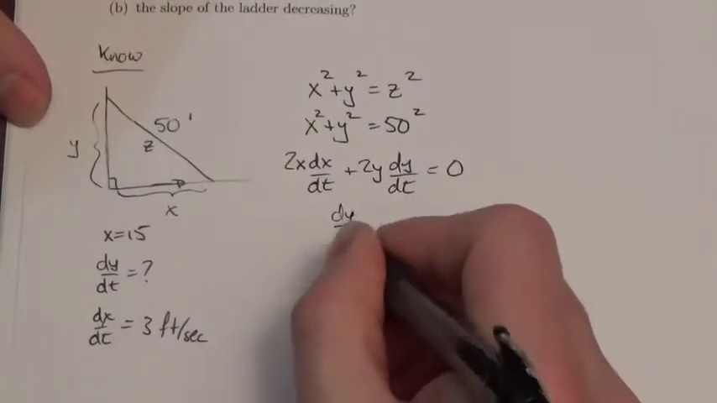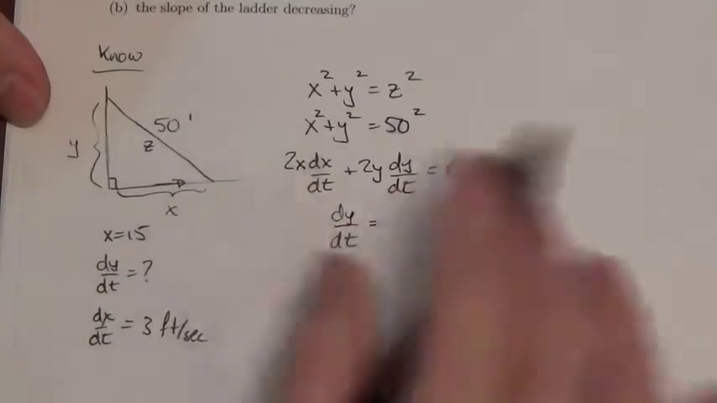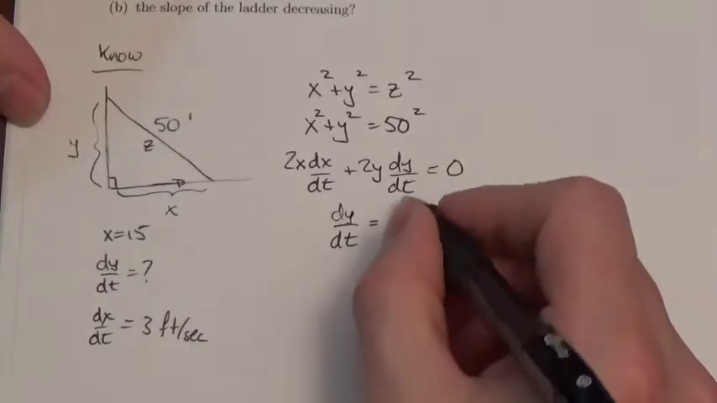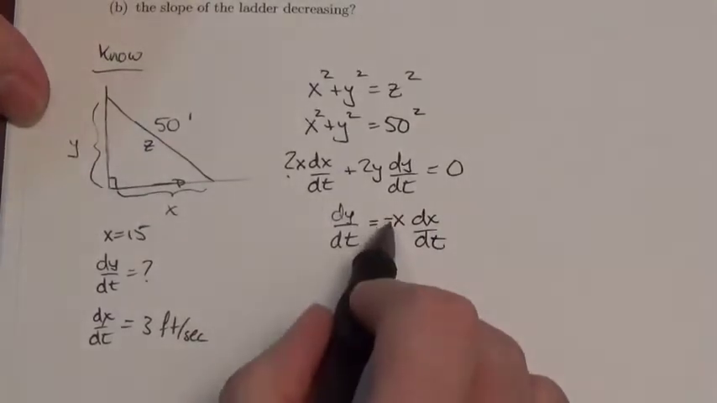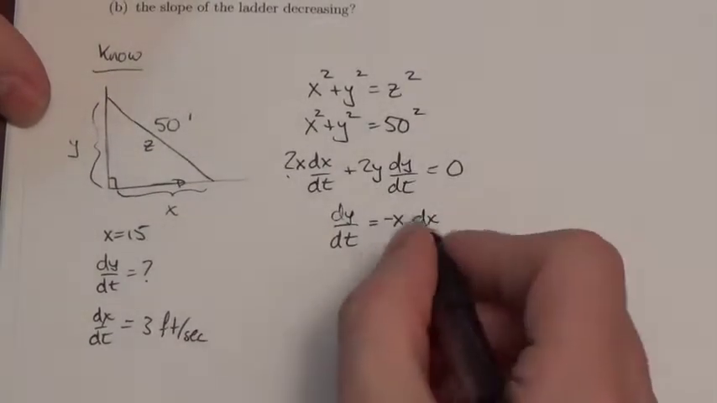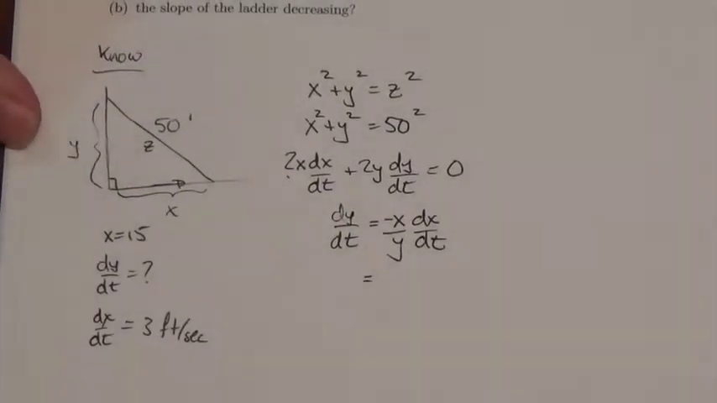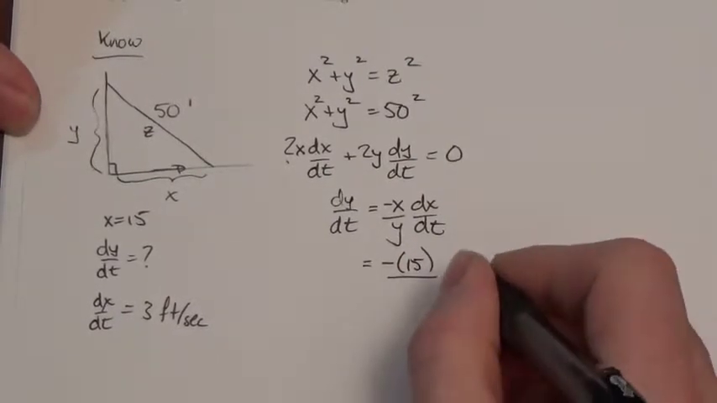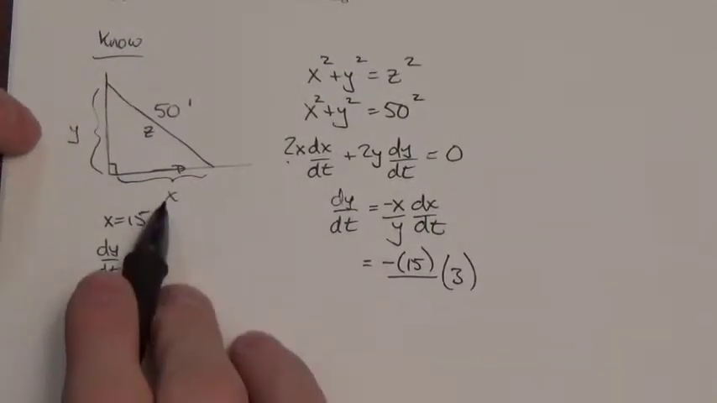So dy by dt is going to equal, first of all, I should note that I can divide everything through here by 2. So the 2's are going to go away. But I'll bring that x dx by dt term over, so that'll be negative x dx by dt. And there's that negative that I was expecting to pop out here. And then I would divide by the y. So dy by dt is going to equal negative x over y times dx by dt. Wonderful. Now, I know what x is. x was 15. I know what dx by dt is. It's 3. What I don't know is y.